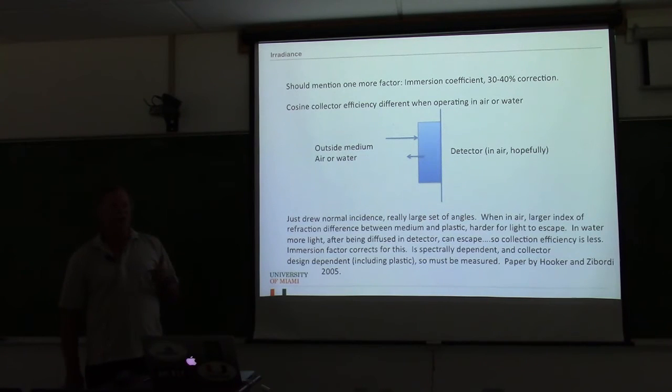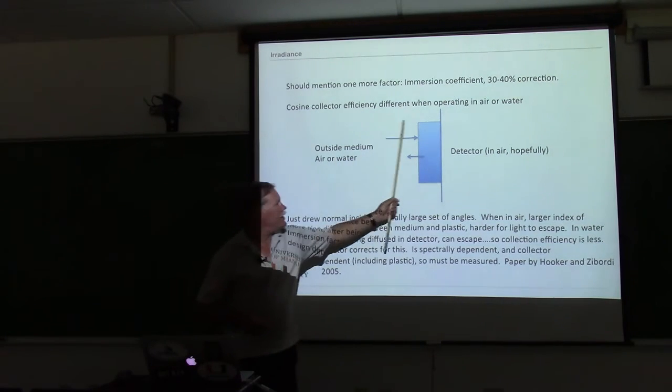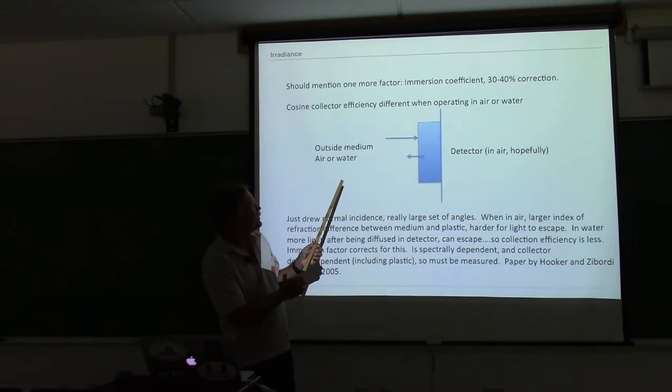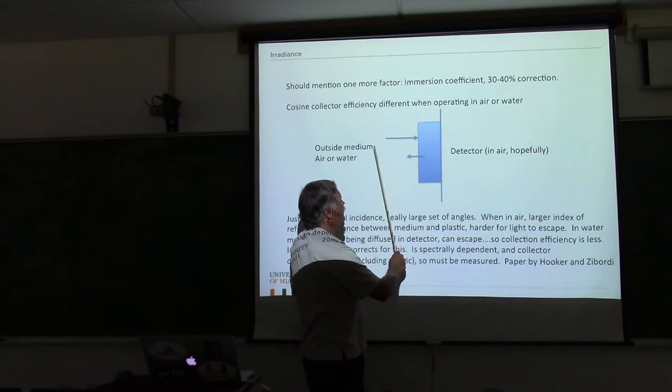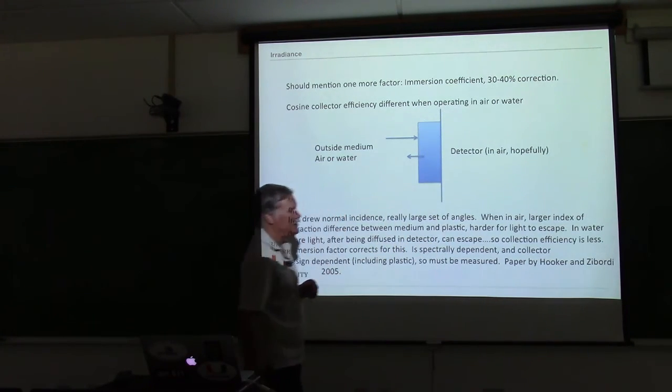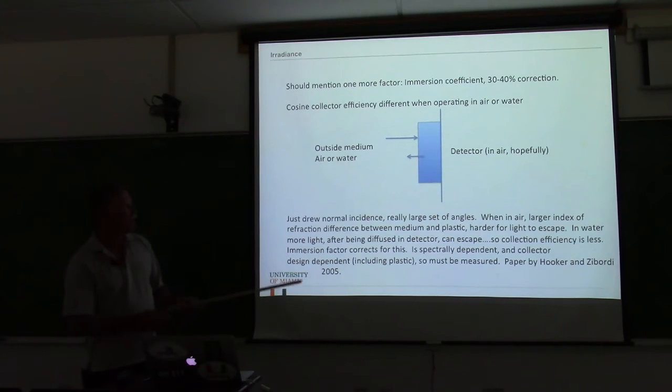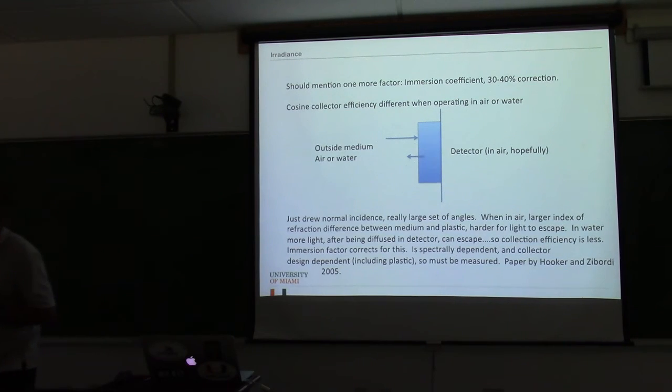We do our calibrations most of the time in air. The lab works better that way. So we have our calibration in air. We put it in water, and the amount of light from the outside that gets into the inside, into the detector, changes. And so there's this immersion factor that you have to calculate or actually have to measure for your instrument. So the manufacturer, when you buy one, should give you an immersion factor for it. You can check it yourself.